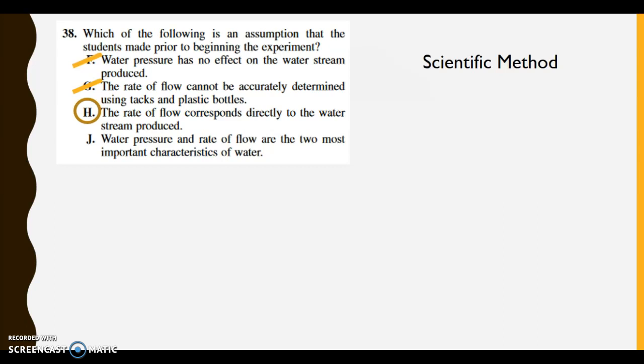So, answer choice J. Water pressure and rate of flow are the two most important characteristics of water. Now, whether or not that's true is unimportant. The important part here is that we don't talk about that in our experiment, and that doesn't help our experiment at all. So that answer is incorrect.